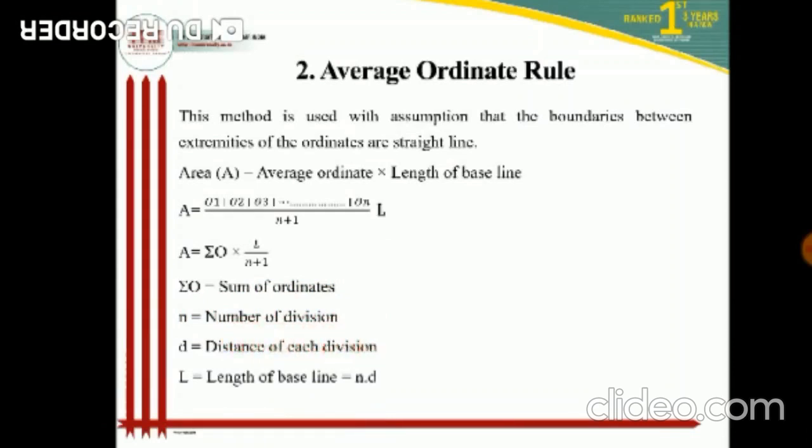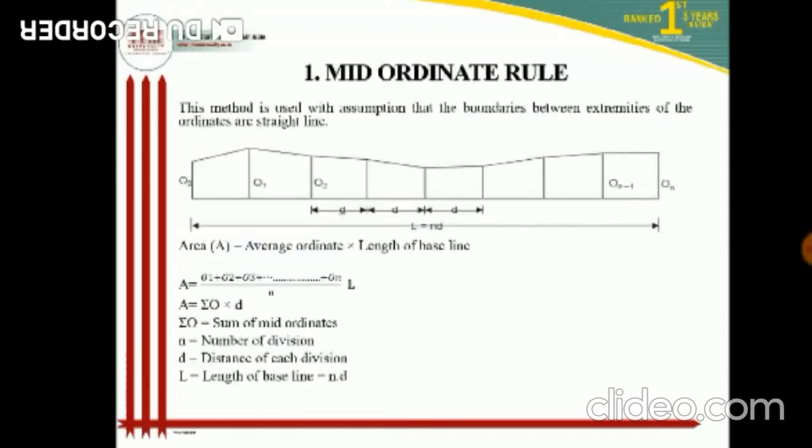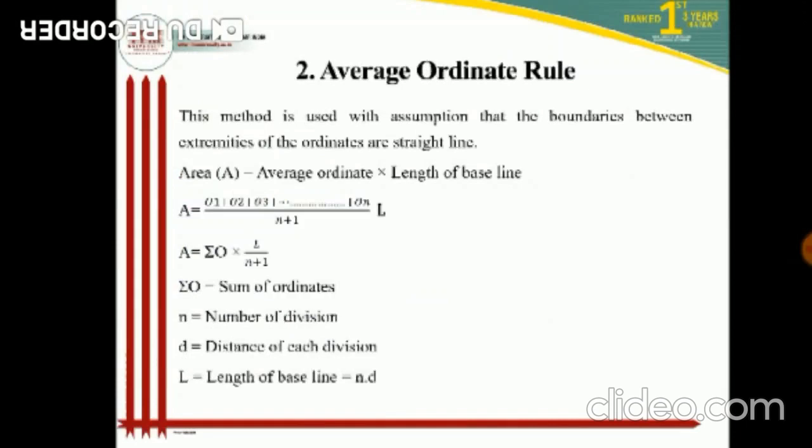The formula is similar to the mid-ordinate rule, but the difference is that here the offsets given in the question are not mid-ordinates, these are mean ordinates, like what is O1, what is O2, what is O3, like that. So this is the main difference between the mid-ordinate rule and the average ordinate rule.